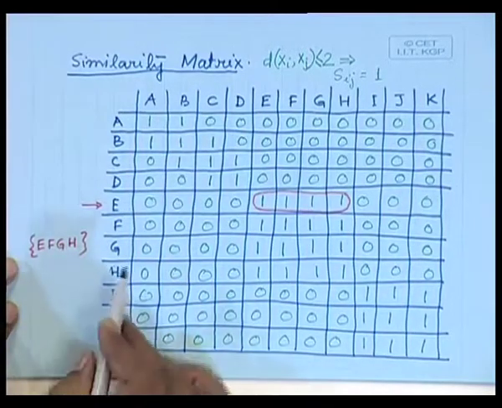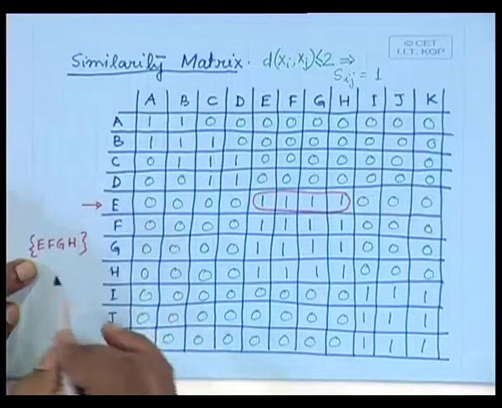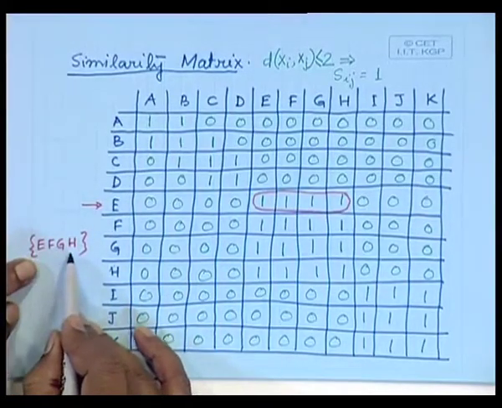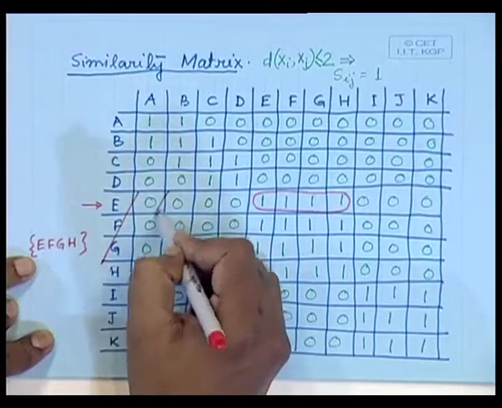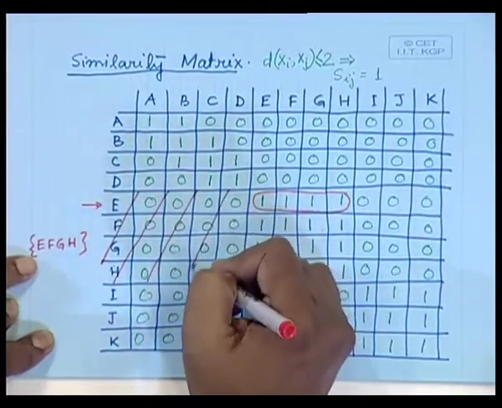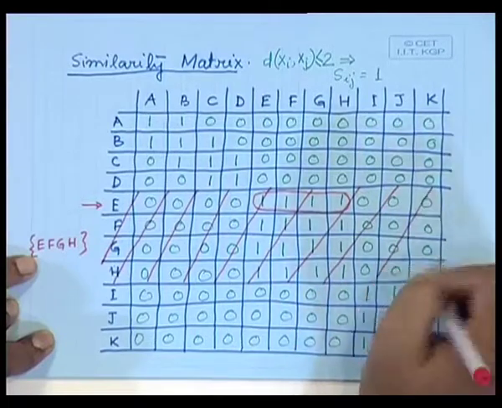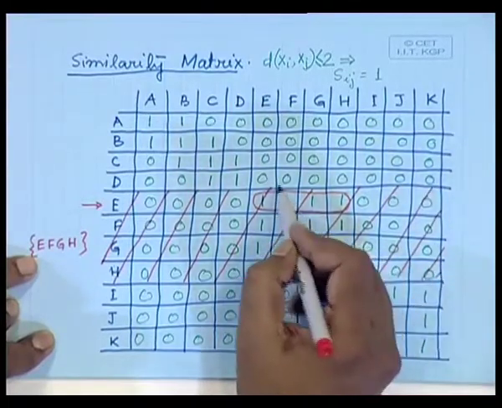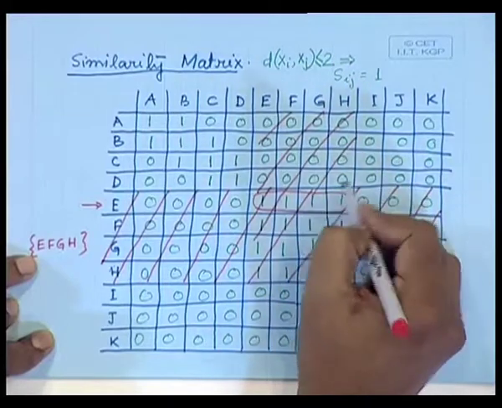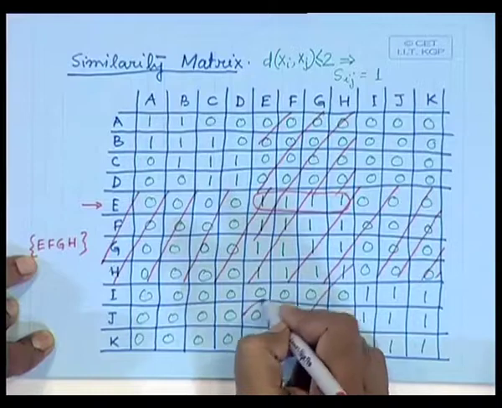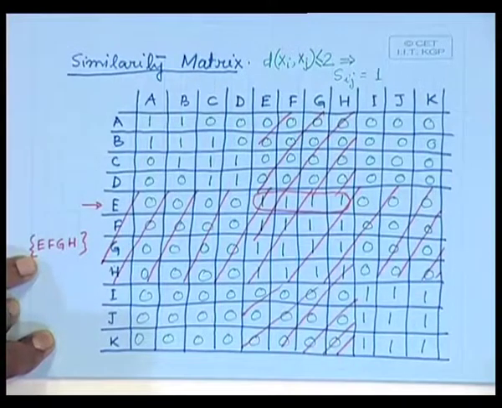Once that is done, I remove all the rows and columns corresponding to these nodes or vertices which are already put into a single cluster. So, the rows corresponding to E, F, G and H are to be removed from this similarity matrix. So, I will remove all these rows and I will remove all the columns corresponding to E, F, G and H. I do not have to consider these rows and columns for any more clustering operation.